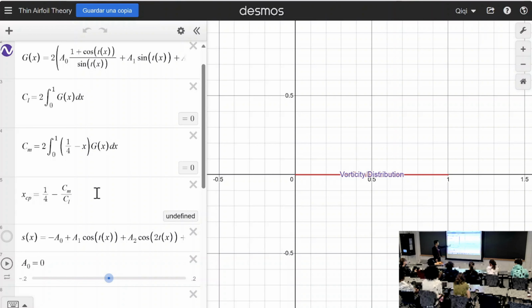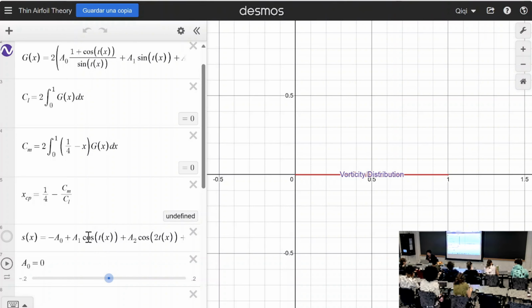A negative Cm means a nose down moment. So if Cm is minus 3/4 and Cl is equal to 1, then you're going to get XCP equal to the trailing edge, right? The airplane would go nose down. So that basically tells you the sign of the Cm.